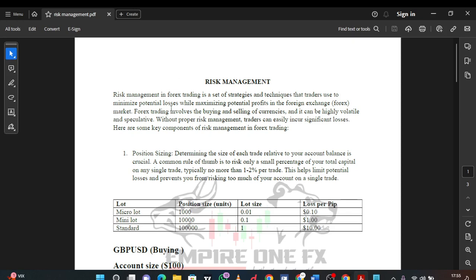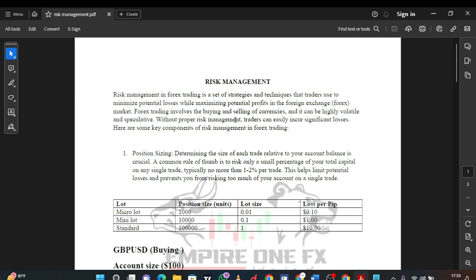Risk management in forex trading is a set of strategies and techniques that traders use to minimize potential losses while maximizing what? Profit. So we are going to be looking at our strategy. I'm using SMC and ICT. How do I basically take out trades every single day, looking at my risk to reward? I'm using a 1 to 3 risk to reward, so we shall know what the risk to reward is here.